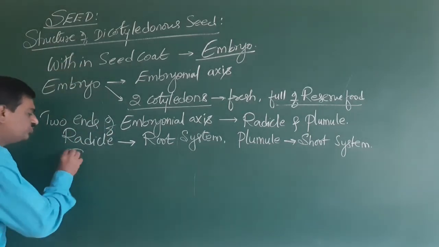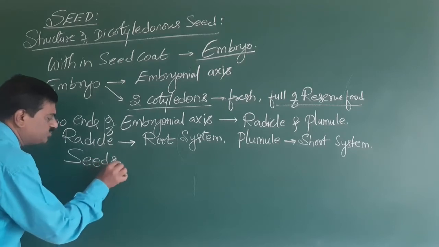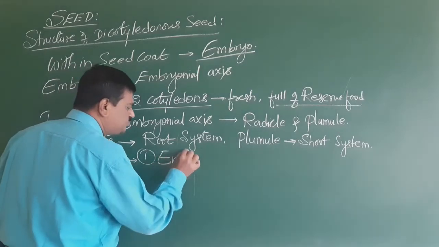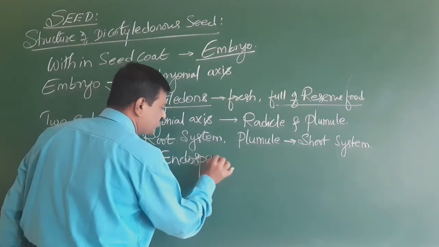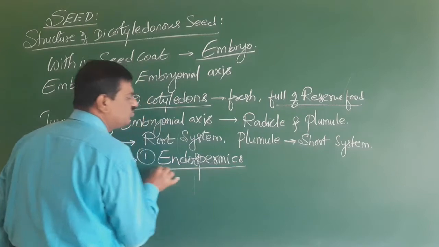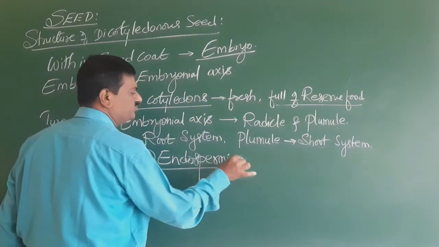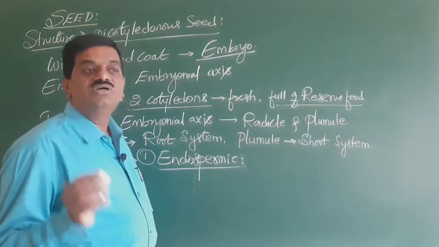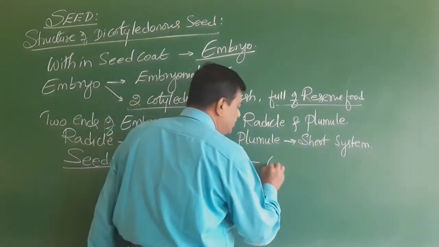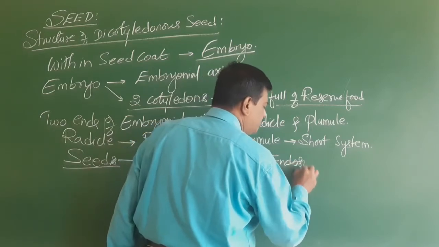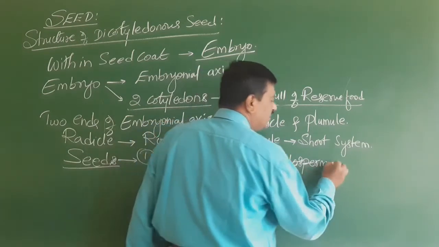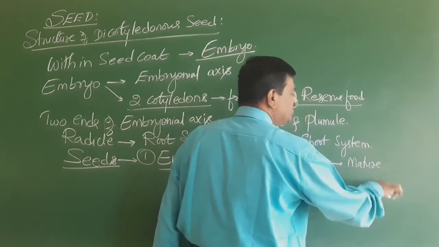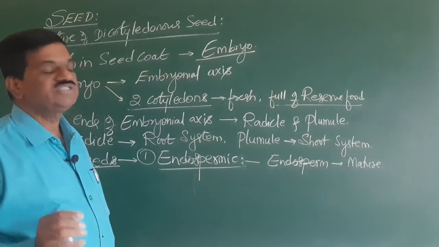Now we are stepping into seeds of two types. One is called endospermic seeds. Seeds are of two types. One is endospermic. So the meaning of endospermic seeds: here there is a development of endosperm, and there is the presence of endosperm at maturity, when a seed is mature and has the presence of endosperm.